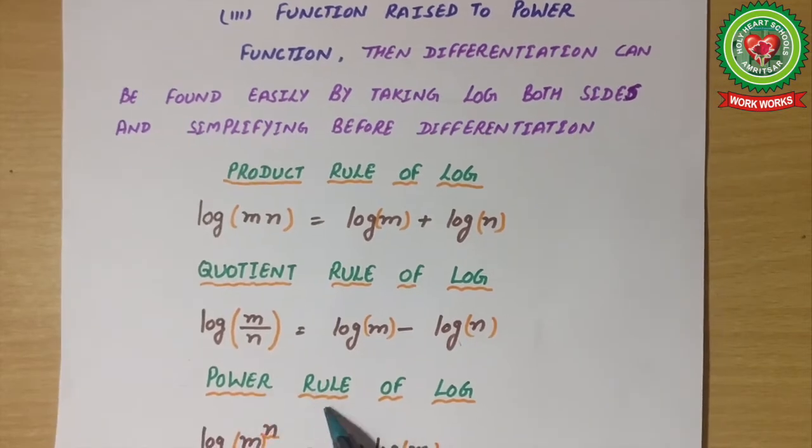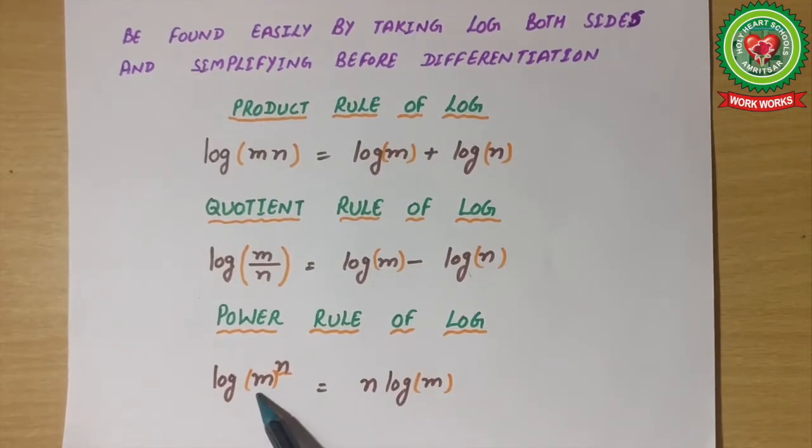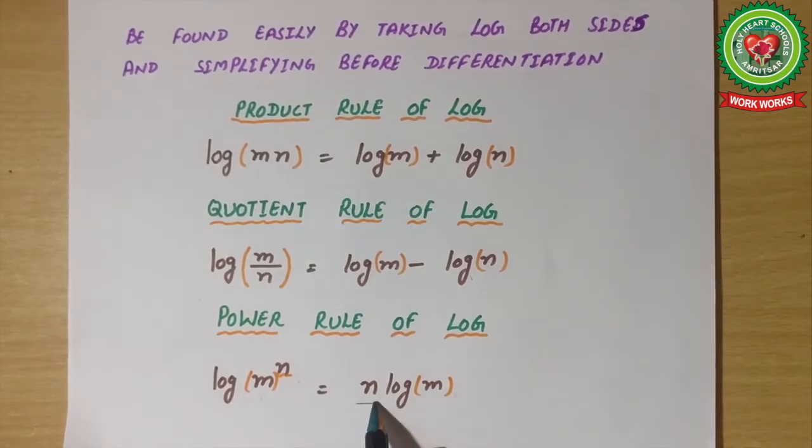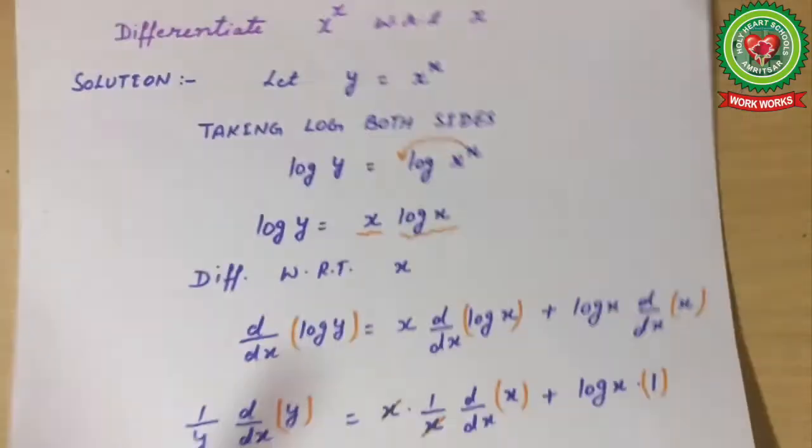Then the power rule of log. Log of m raised to power n, where the base is one function and the power is another function, becomes n log m. Now we can apply these rules here. Now I am taking one or two examples to understand this topic.